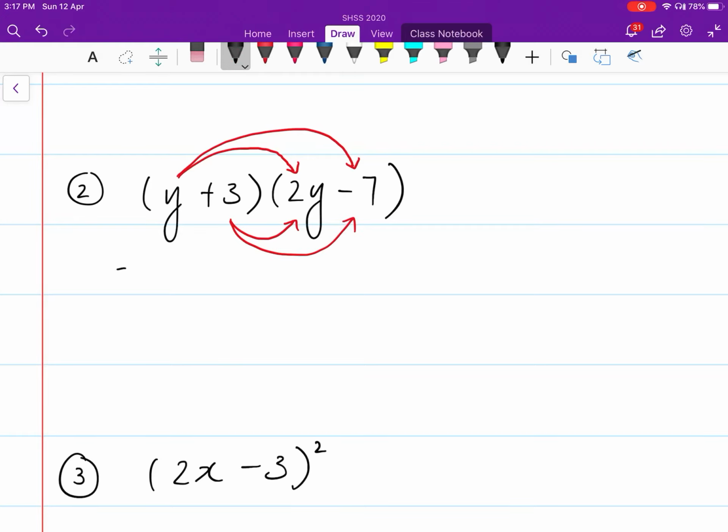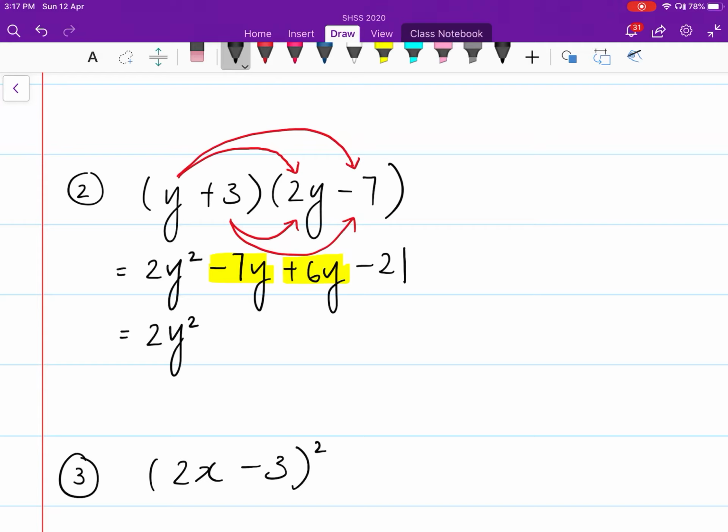From here, y multiplied by 2y will give us 2y squared. Y times minus 7 will give us minus 7y. Positive 3 times 2y will give us positive 6y. And the last, positive 3 times negative 7 is negative 21. Okay, from this expression, we need to see what we can actually simplify. We can simplify the like terms, which is the minus 7y and the positive 6y. All we just need to do is to simplify that. So 2y squared minus 7y plus 6y will give us 2y squared minus y minus 21.